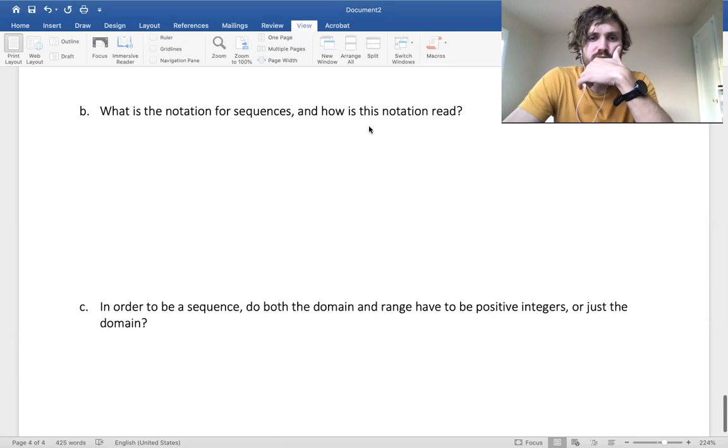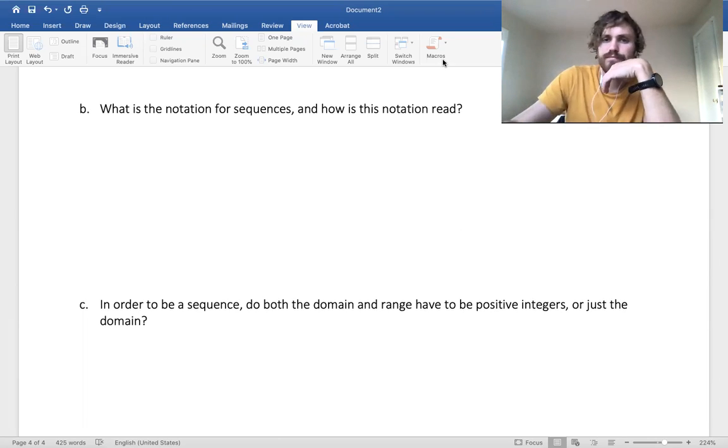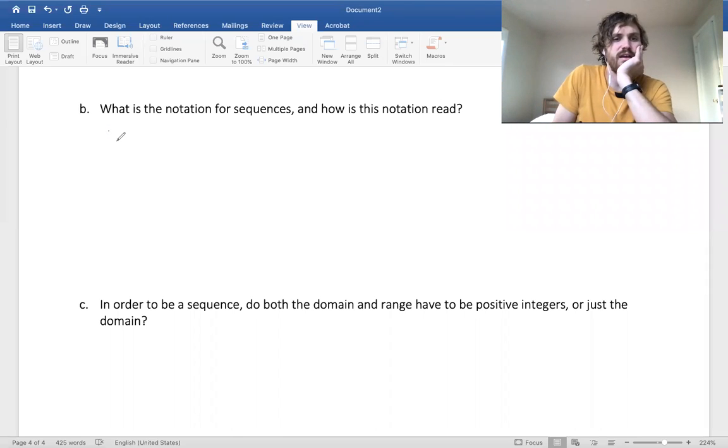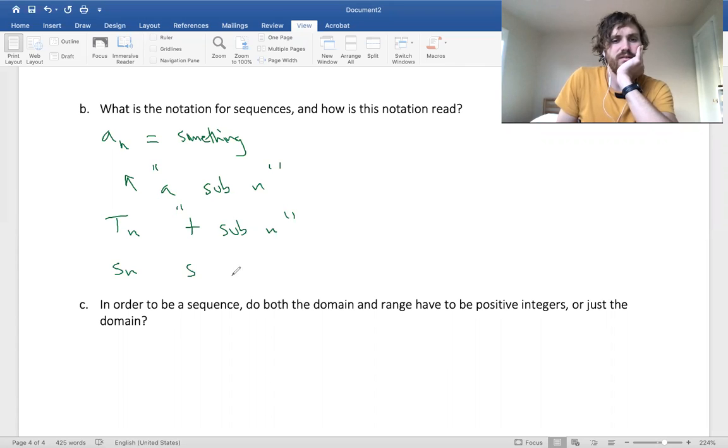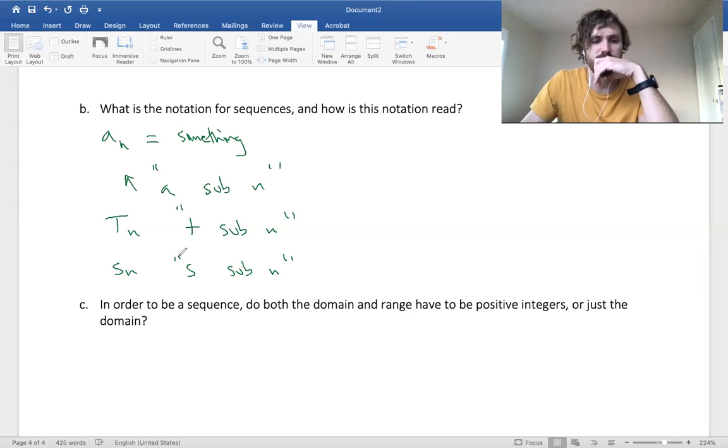What is the notation for sequences and how is this notation read? So basically the notation for sequences looks like A sub n equals something, some formula, and it is read A sub n or T sub n or S sub n. So that's the notation for sequences.